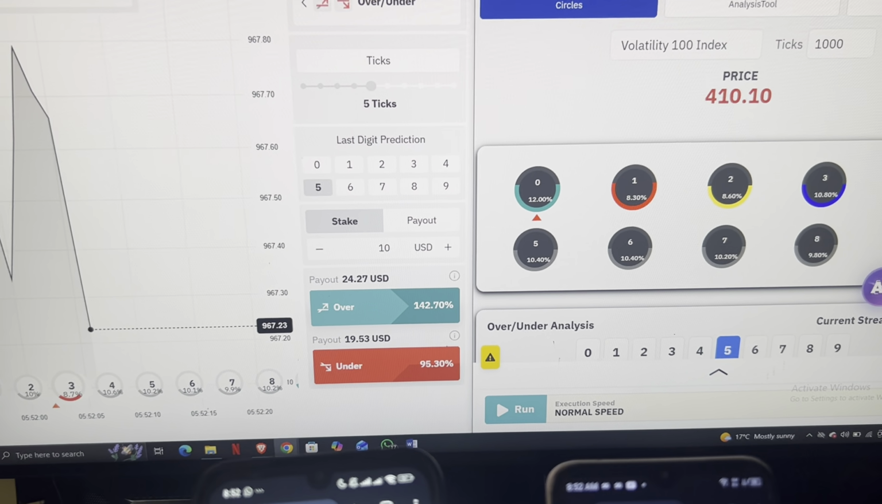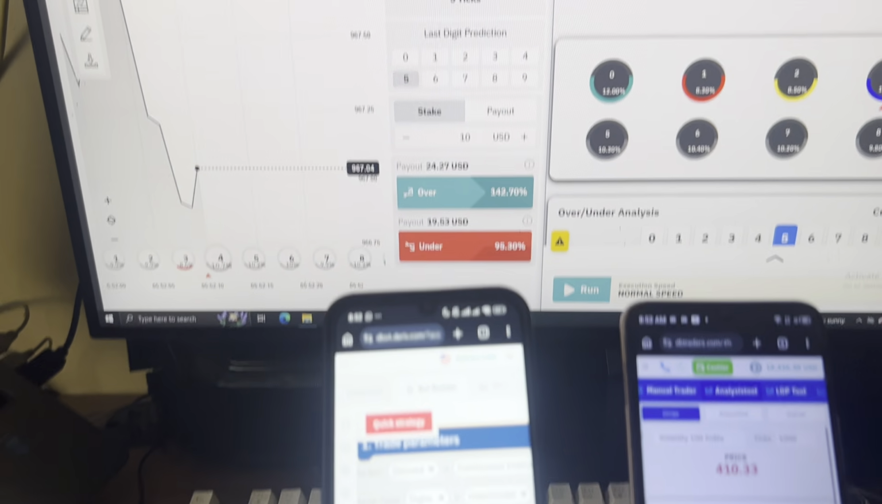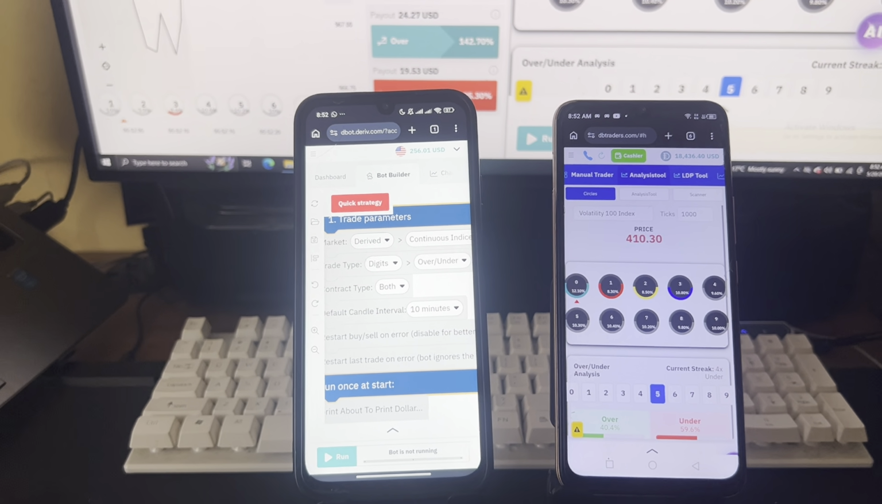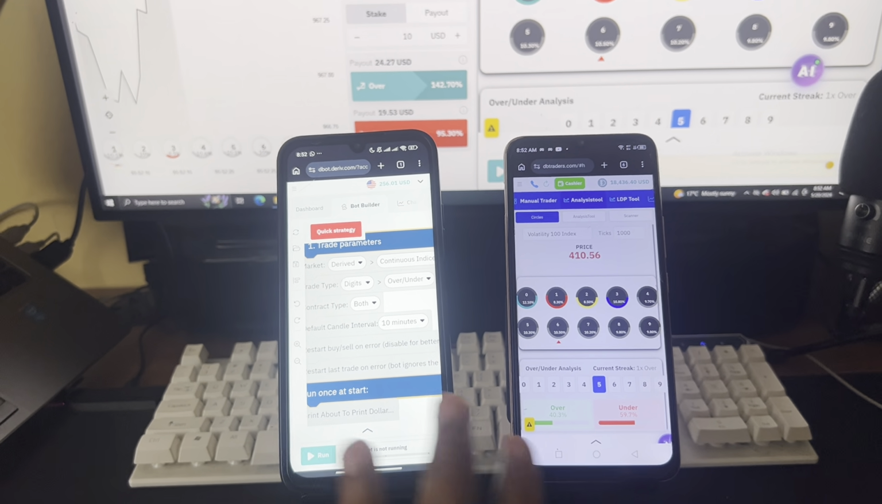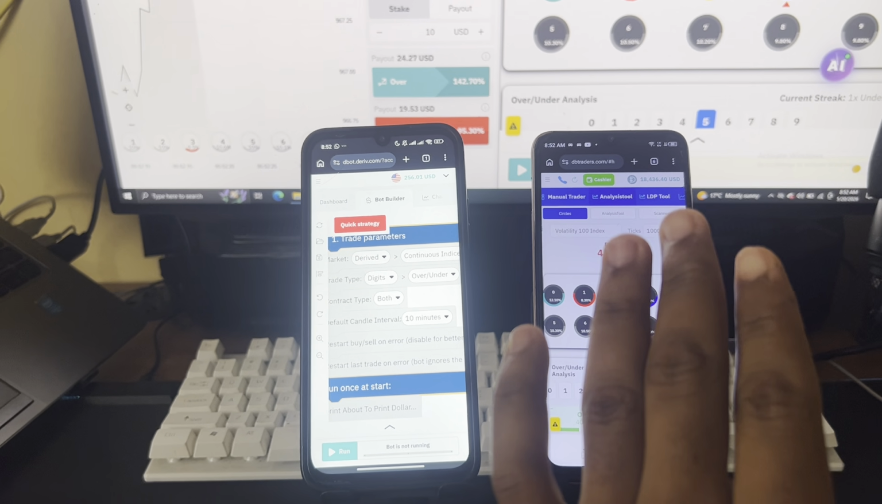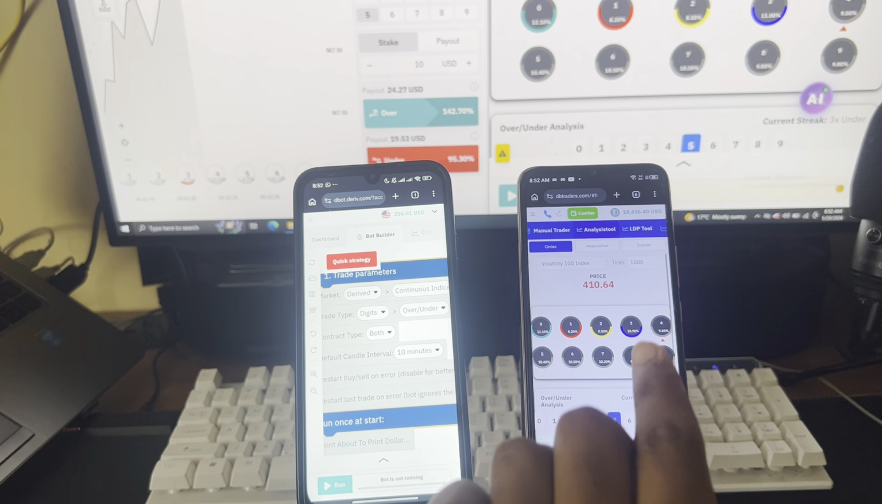But most traders have come to me telling me that they do not have a laptop or a computer, and they're wondering how they can do it. So this is how we do it. Ensure you have two phones, okay? Your first phone, ensure it is on the official Deriv.com platform, and your second phone, ensure it is on any analysis tool, or on Deriv Trader, so that you're able to see these digit circles, okay?